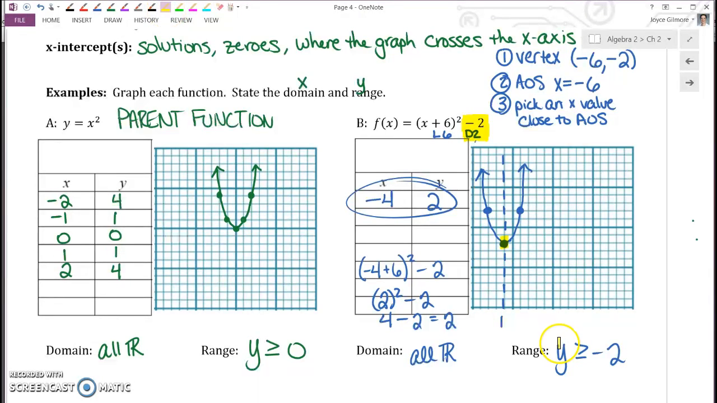If you are a highlighter person, I would strongly suggest that you highlight the -2 in the equation and that the range is y is greater than or equal to -2. The range is affected by up and down movement. So if we move the whole graph down 2, we are moving the range down 2 as well.